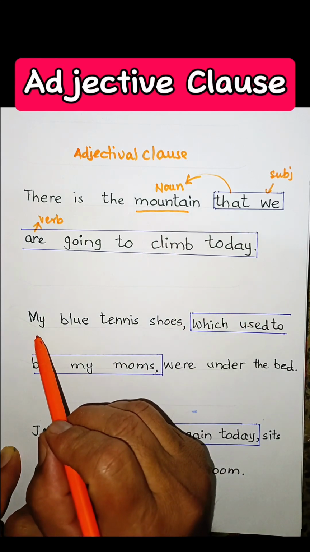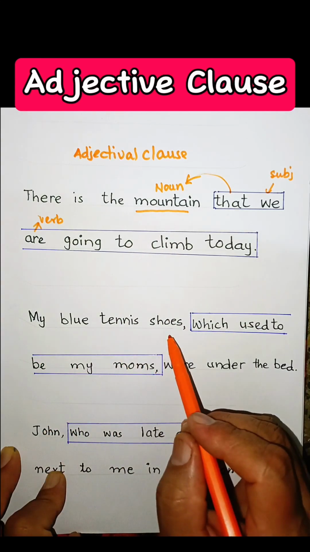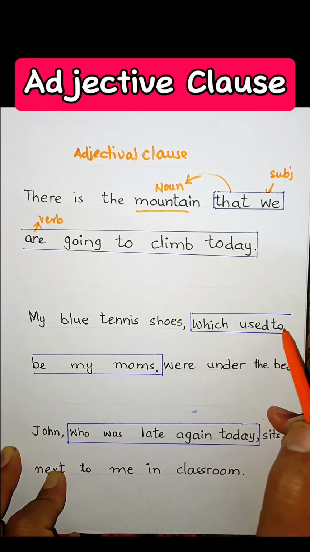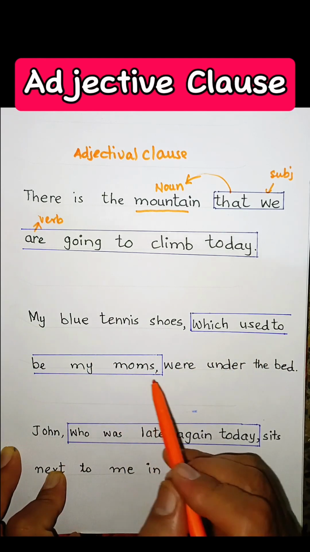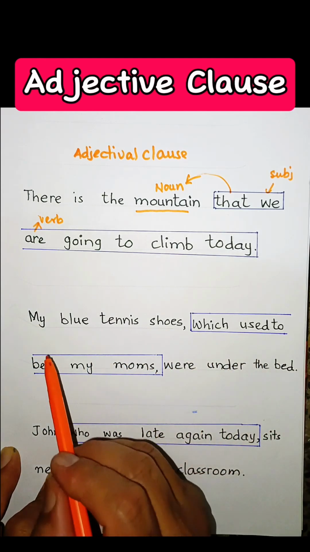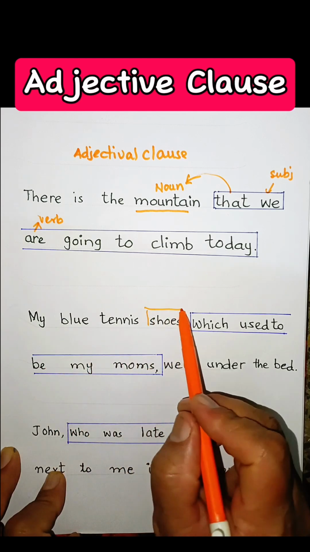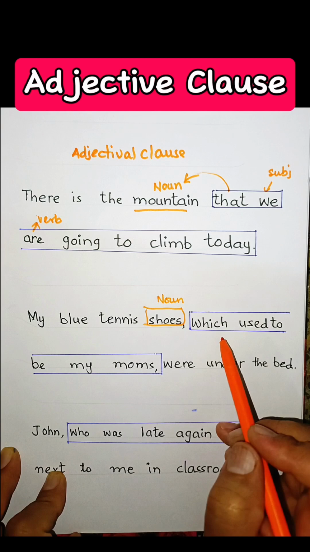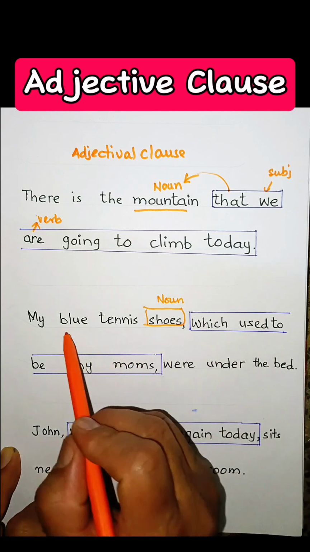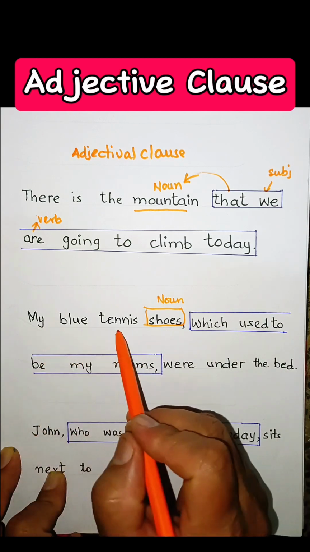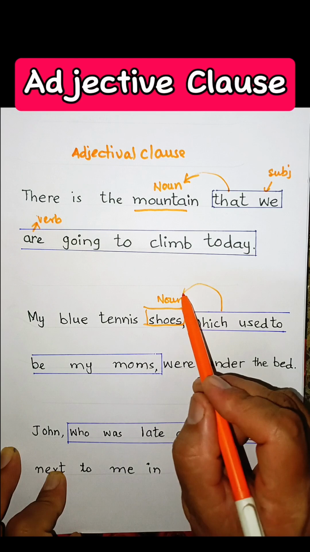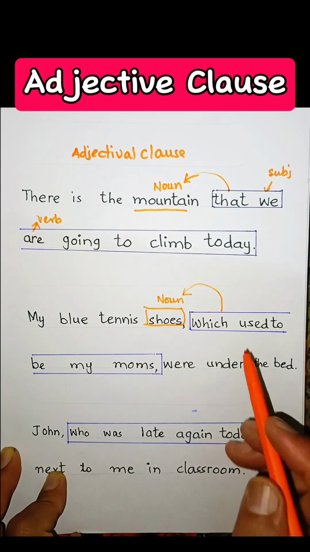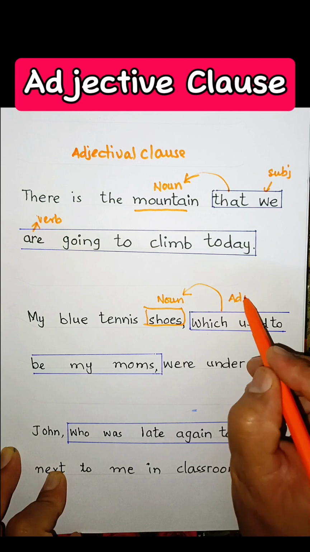Let's see another example. My blue tennis shoes, which used to be my mom's, were under the bed. So shoes are being qualified. Over here shoes is a noun. So what sort of shoes? Blue tennis shoes. My blue tennis shoes are being qualified by a clause, that is, which used to be my mom's. So this is actually an adjective clause.